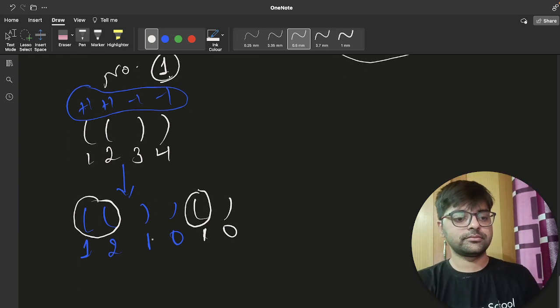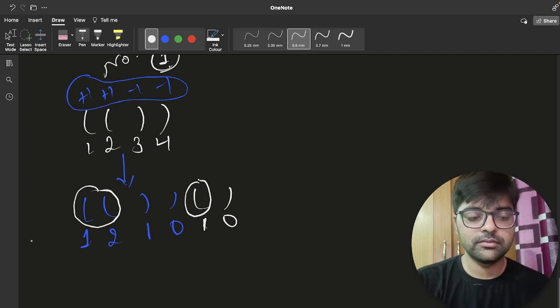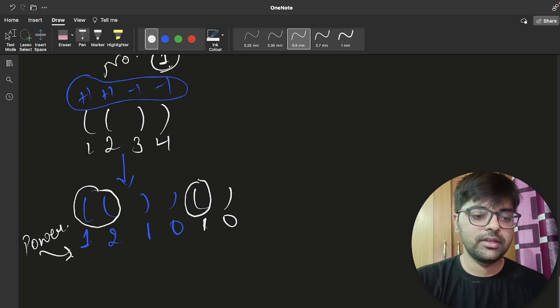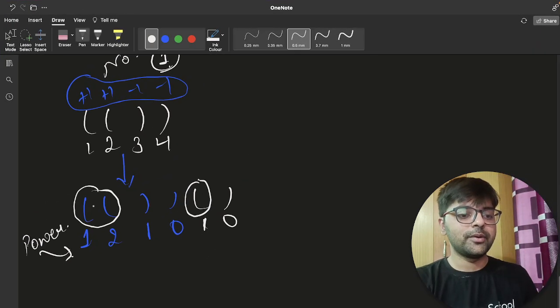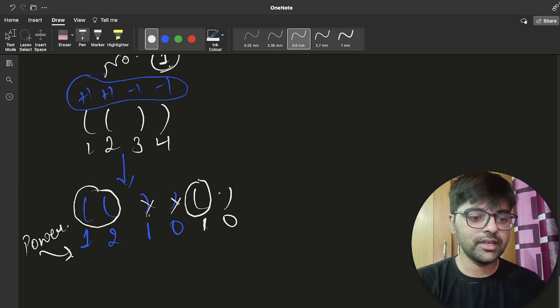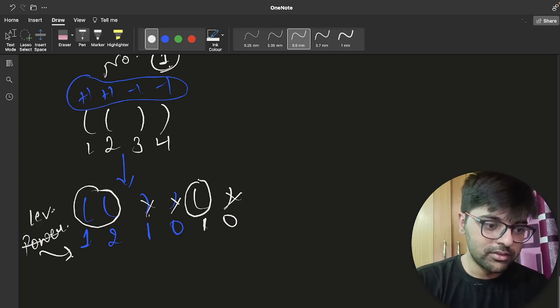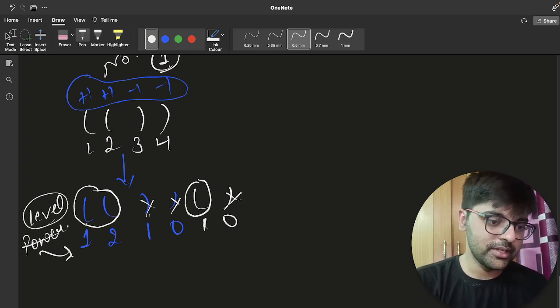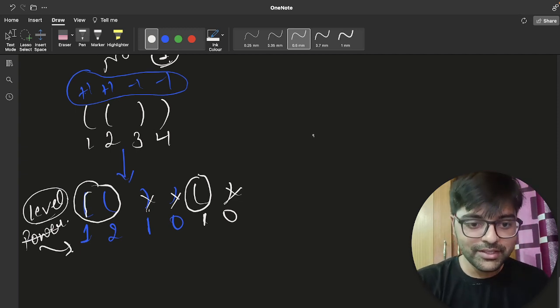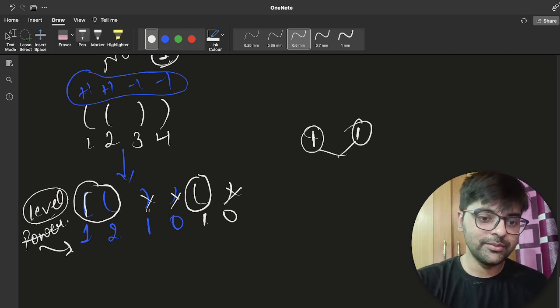Let's say I am describing it as power. So its power is 1, its power is 2, its power is 1. I'm not considering this, I'm only considering this. Or let's say we define it as level. So this is 1 2 1. As you can see, there is 1 and 1, so there is a possibility that there will be an edge between them.